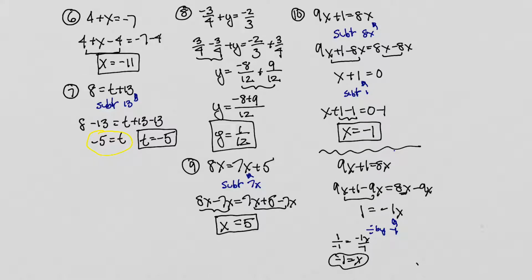So you can see what we've got now. Up here I got x equals negative 1. Down here I'm getting negative 1 equals x. Same thing, x is negative 1. So either way you do this, you get the same answer.